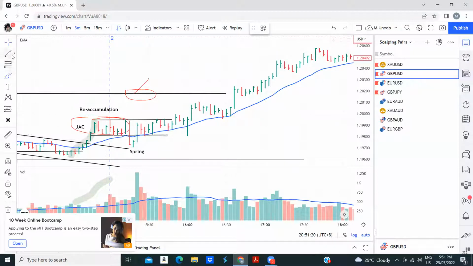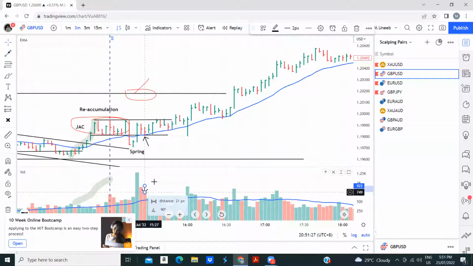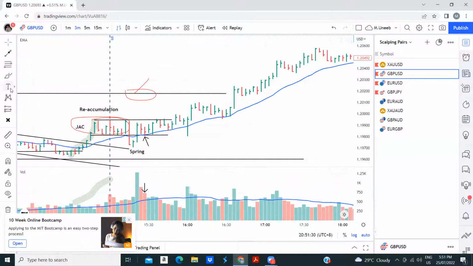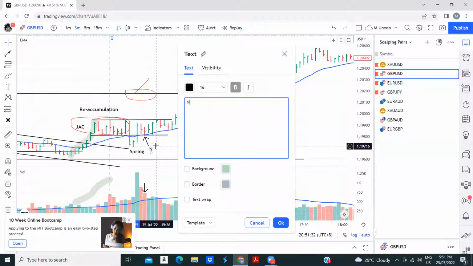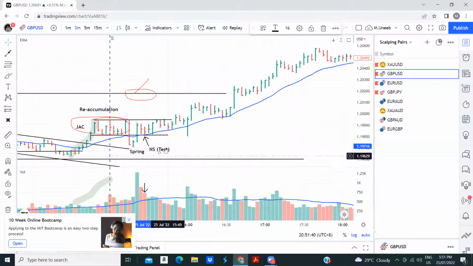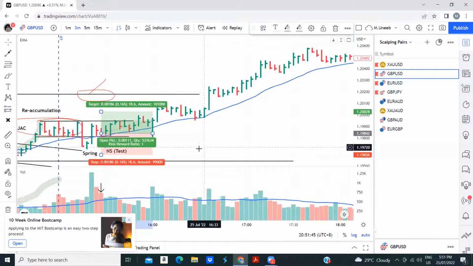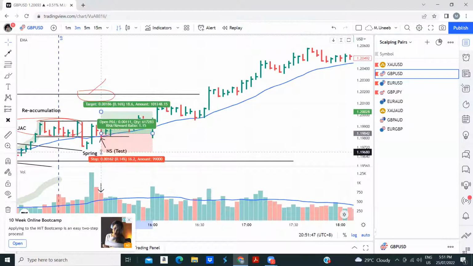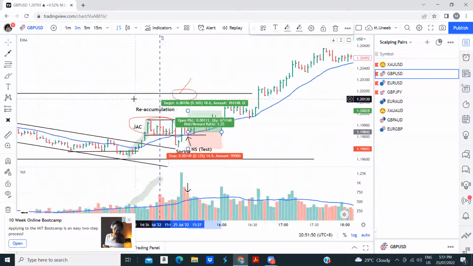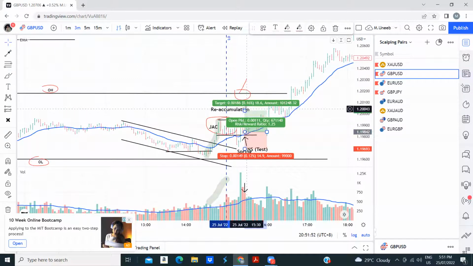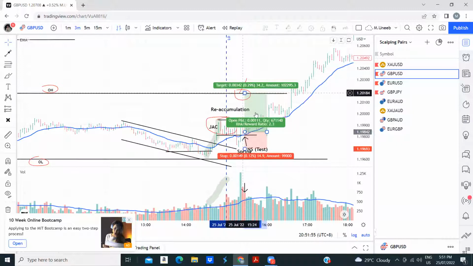And what is happening at the testing? No supply. So we have no supply here. We call it NS at testing. Okay, no supply test. When we have a no supply test, we can go long now. Placing our trade, our stop loss would be where? This one here. And we can extend all the way to the upside to this overnight high. This will be our maximum target.